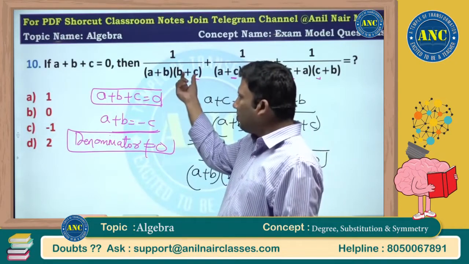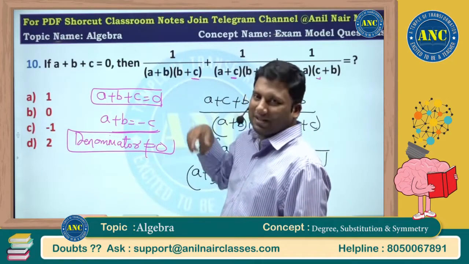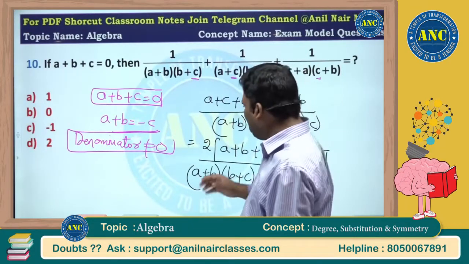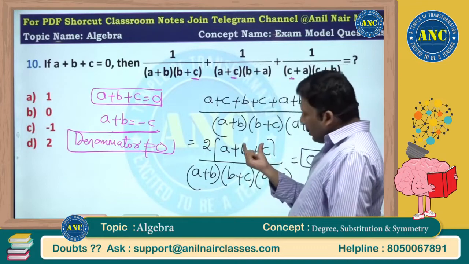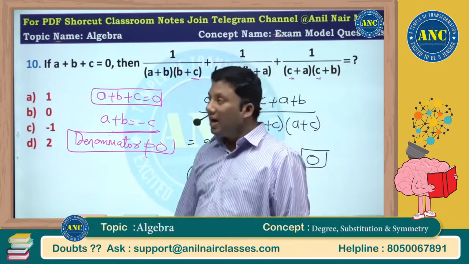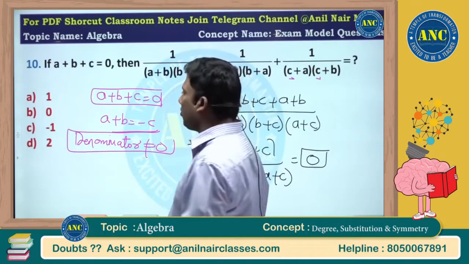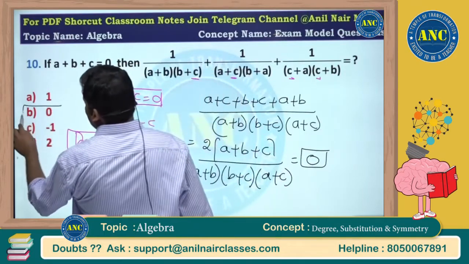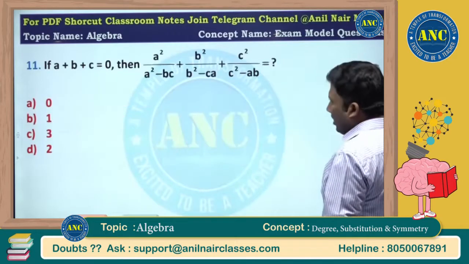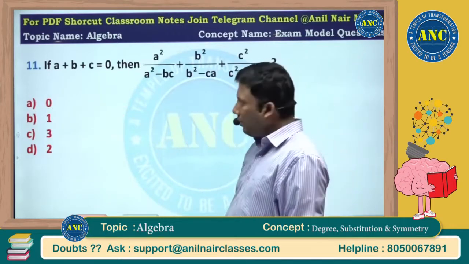A plus b, b plus c, remaining it is c plus a, remaining it is a plus b. So 2 into (a plus b plus c), and a plus b plus c is 0. 0 into anything divided by 0, the answer will be 0. Very good question to explain the demerit of the dependent variable concept.